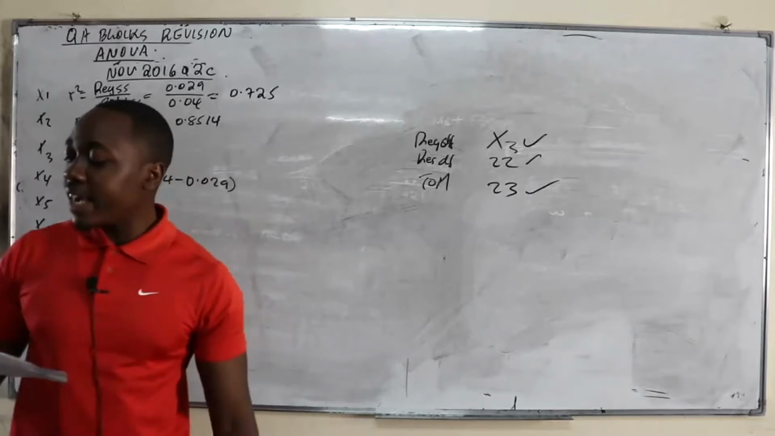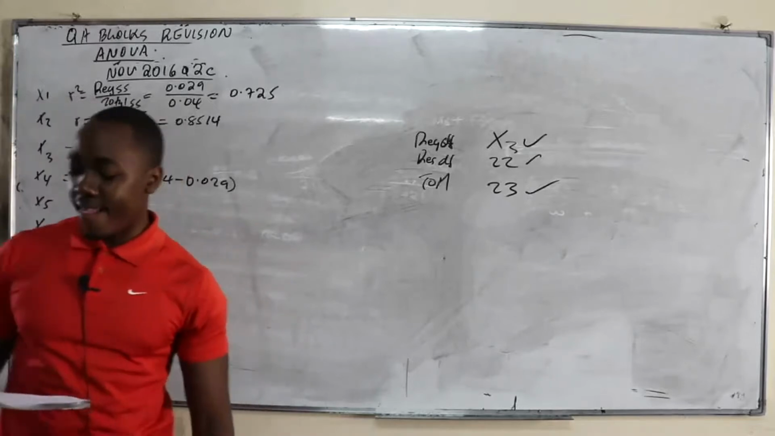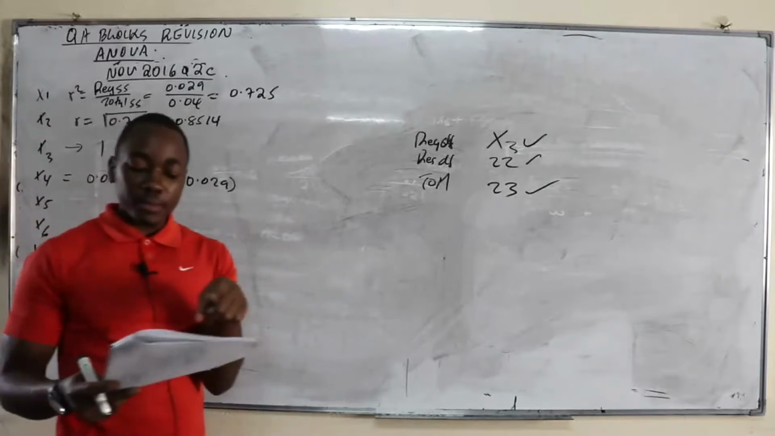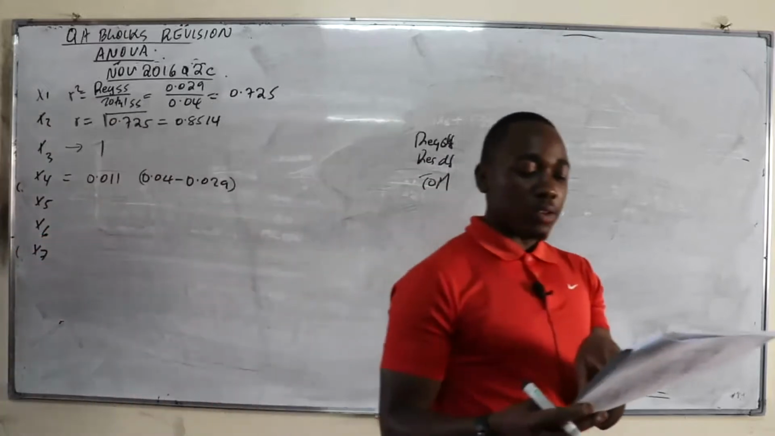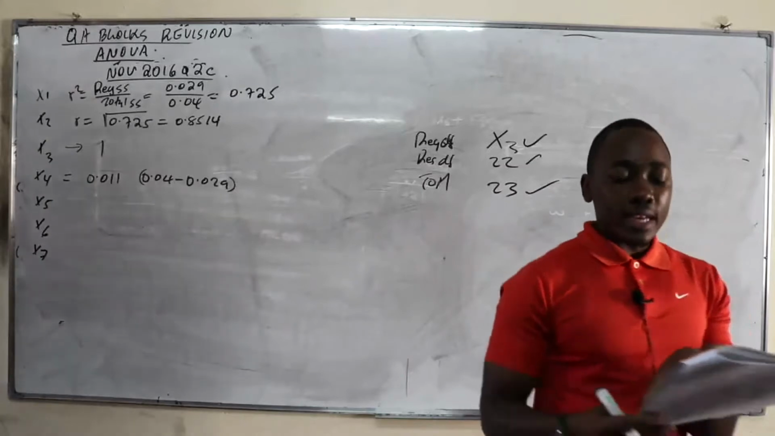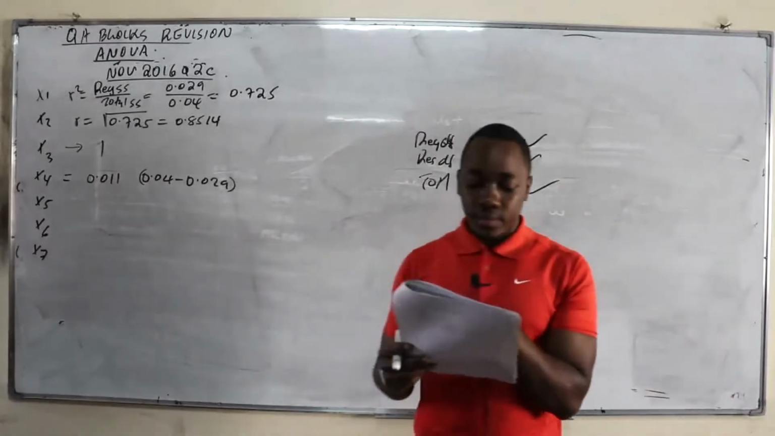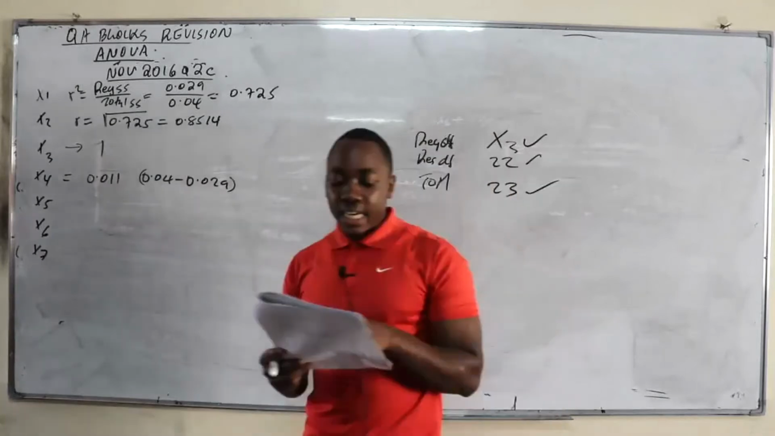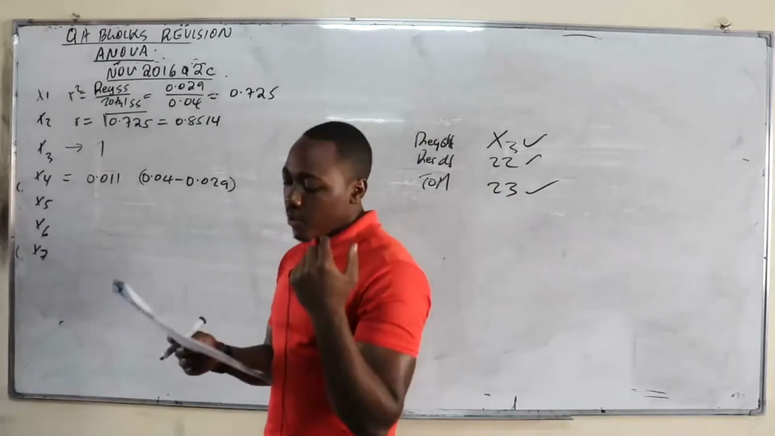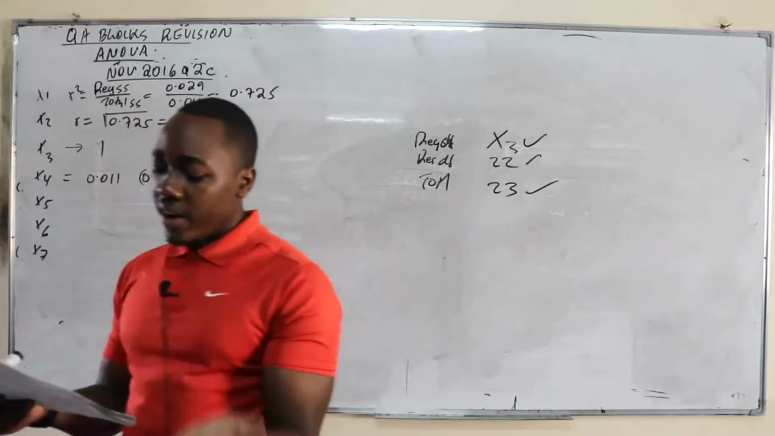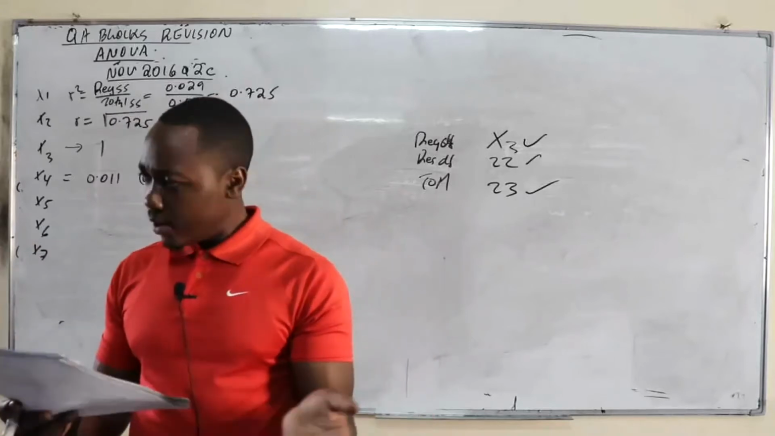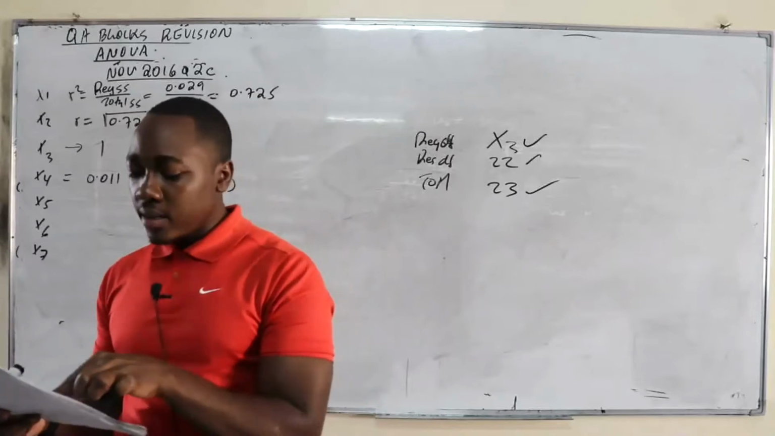X5 is F. How do we get F? Okay, before we go to F, let's go to mean square. This is where you have the mean square. How do we get the mean square? For example, for regression, you take the regression sum of square and divide by the regression degrees of freedom. That's what we are doing. For example, X3 is what?